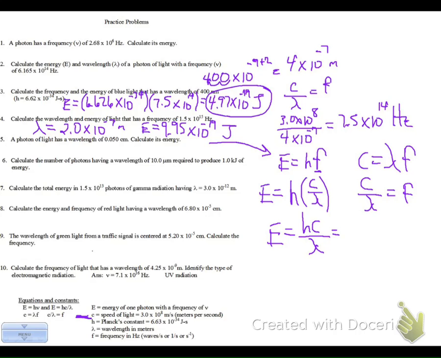So for problem 5, let's plug in our values. 6.626 times 10 to the minus 34, and then 3 times 10 to the 8 for the speed of light, all divided by the wavelength, which is 0.050 meters. So for problem 5, the energy comes out to be 3.98 times 10 to the minus 22 joules.